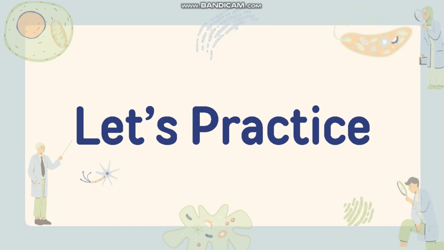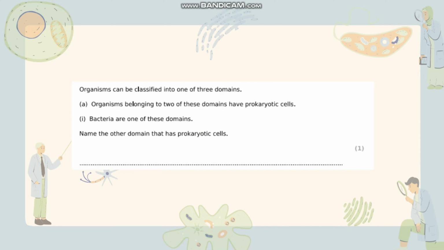Let's look at some questions. Organisms can be classified into one of three domains. Organisms belonging to two of these domains have prokaryotic cells. Bacteria are one of these domains. Name the other domain that has prokaryotic cells. So we have three domains: archaea, bacteria, and eukarya. They have asked for prokaryotic domain other than bacteria. So our answer is archaea.